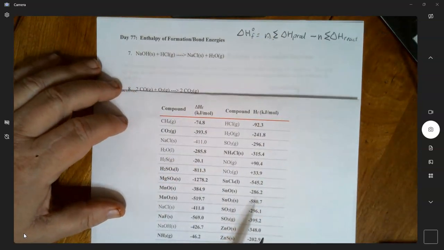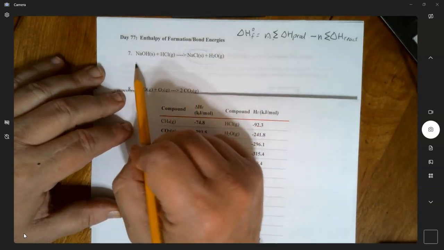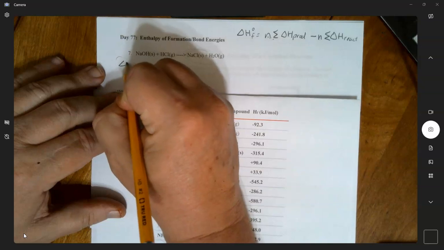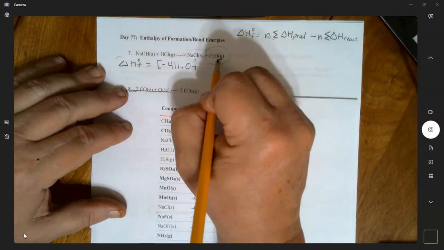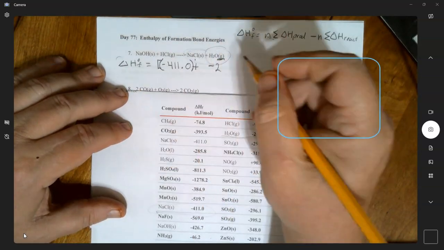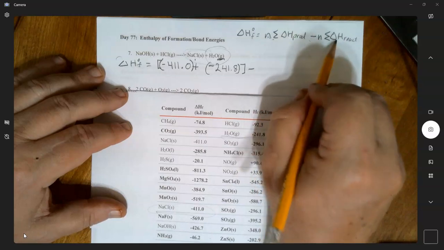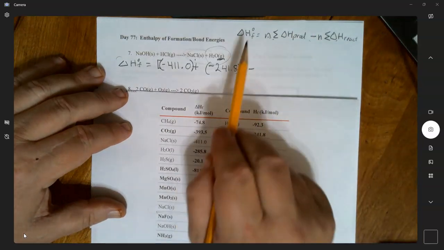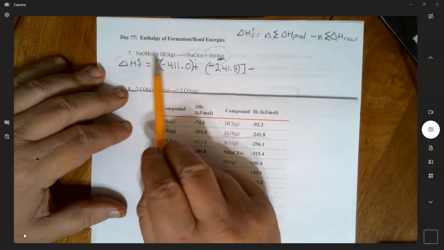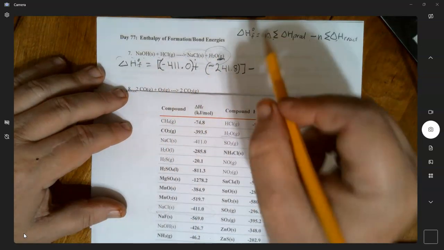So we're going to remember the products. These go first. So we'll go ahead and do that. It's H2O gas. It's right here. Square bracket it, now with negative sign. Now we're going over to this side, and they're both 1 mole. Everything here is 1 mole. Okay, so we're good on that.